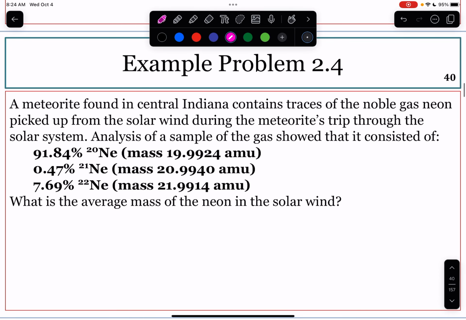Let's do another sample problem. A meteorite found in central Indiana contains traces of the noble gas neon picked up from the solar wind during the meteorite's trip through the solar system. Analysis of a sample of the gas showed that it consisted of 3 isotopes, with these percentages corresponding with these masses. What is the average mass of the neon in the solar wind? Pause and work this out.